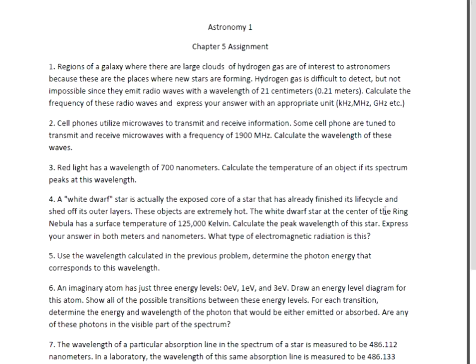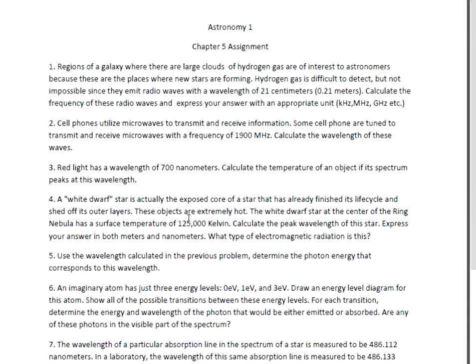There's one particularly striking white dwarf star. It's at the center of a planetary nebula. I would encourage you to Google this or look it up in your textbook, the Ring Nebula, and look at it. At the center of the Ring Nebula is a white dwarf star, and that white dwarf has a temperature of 125,000 Kelvin. So this is 1.25 times 10 to the 5th.